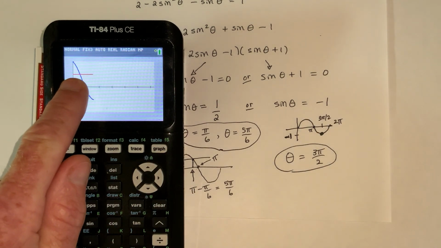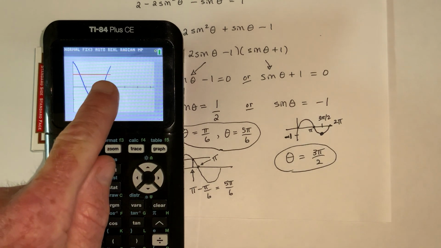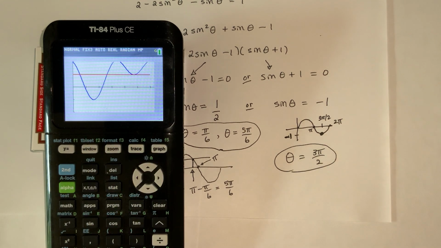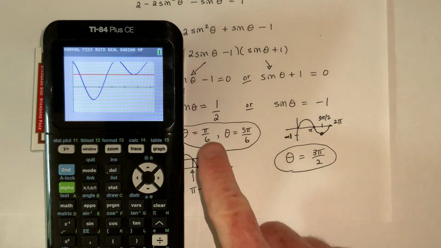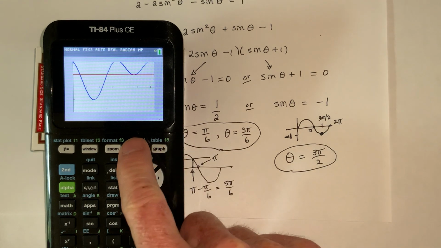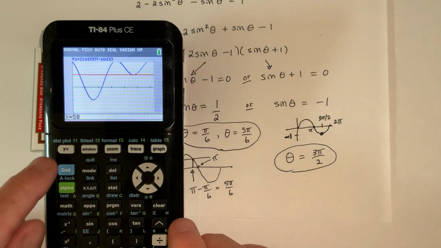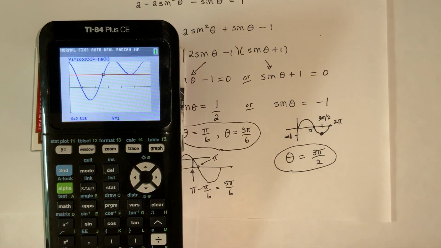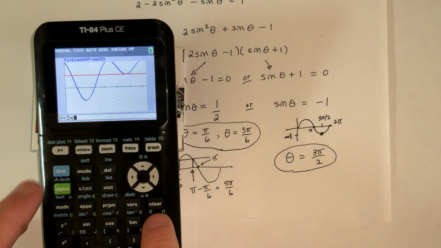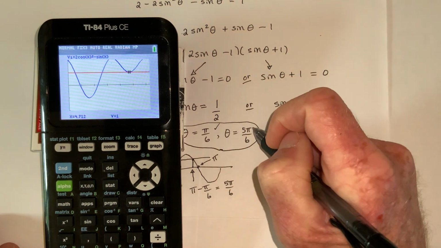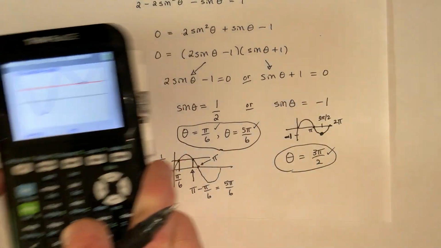So the two graphs cross one time right there, a second time, so it's got 2 answers. There's the third time, and that's it. So we should have 3 answers. Now I'm going to test these. So go to trace and put pi divided by 6. Yes, that one is correct. And then 5 pi divided by 6. Yes, that one's correct. And then finally this one, 3 pi divided by 2. All 3 are correct. So 100%, 100%, 100%. Nailed it.